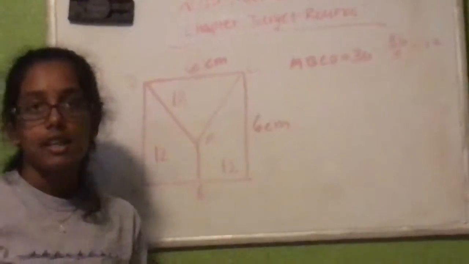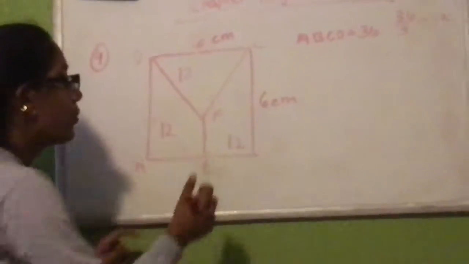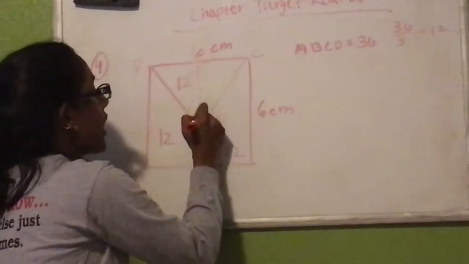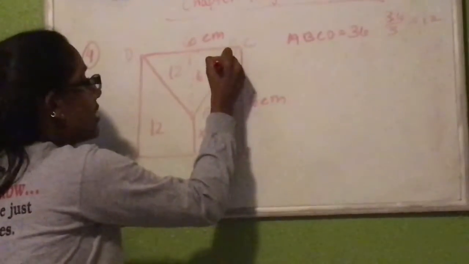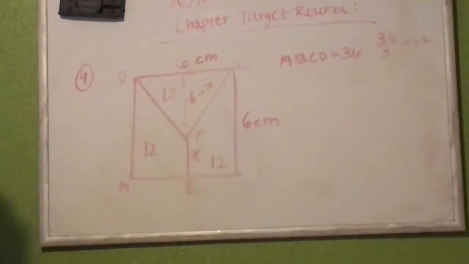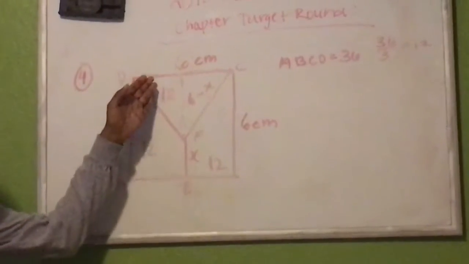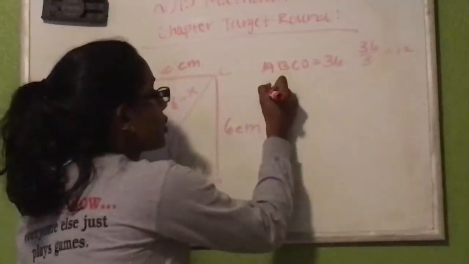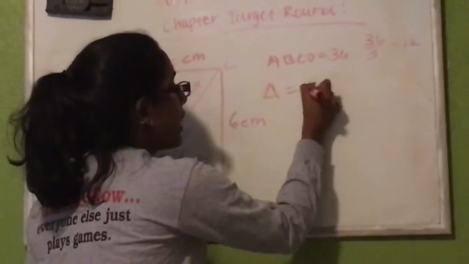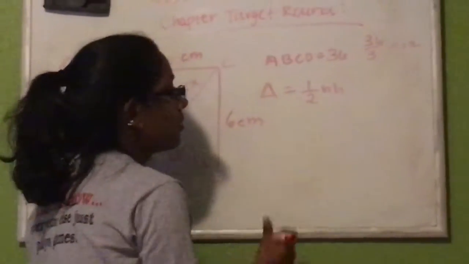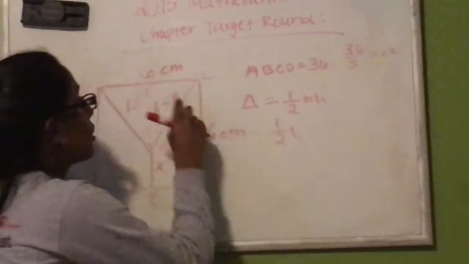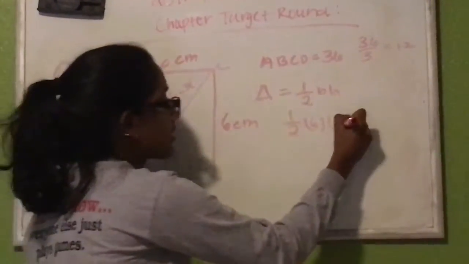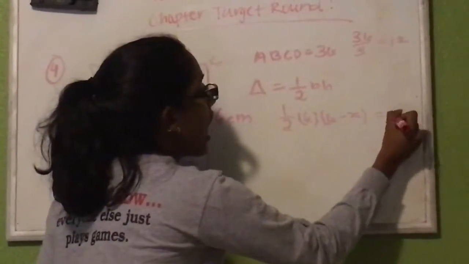Because the problem is asking us to solve for segment EF, we are going to label this as X. And if this is X, this height right here is going to equal 6 minus X. What we're going to do is solve for the area of this isosceles triangle. The area formula for a triangle is equal to 1/2 base times height. 1/2 base, the base is 6 centimeters, times the height, which is 6 minus X, should equal our area, which is 12.